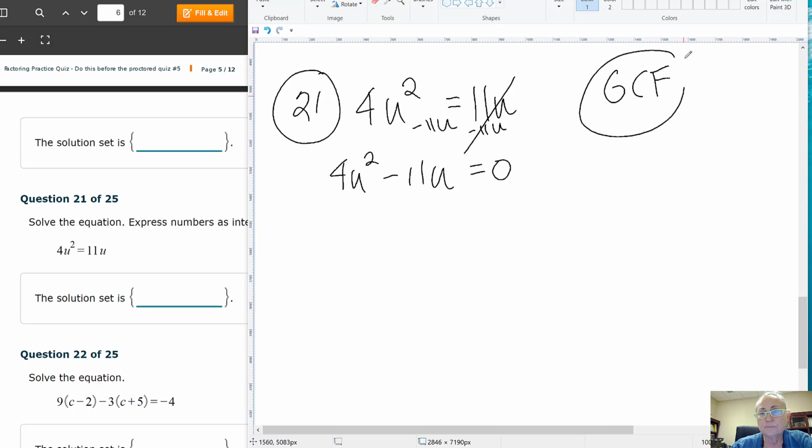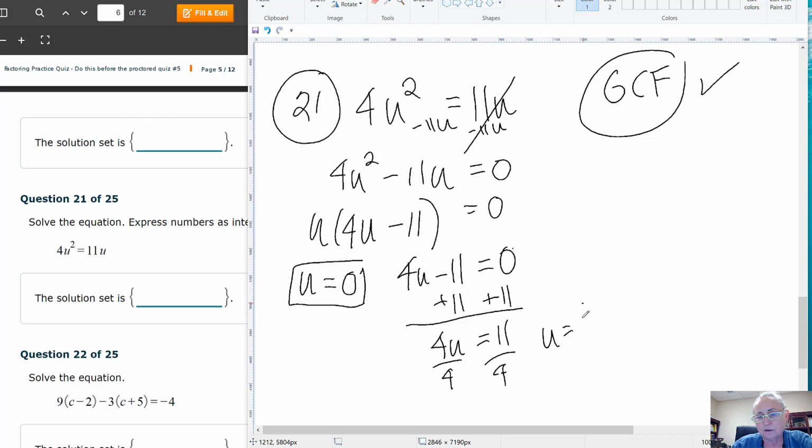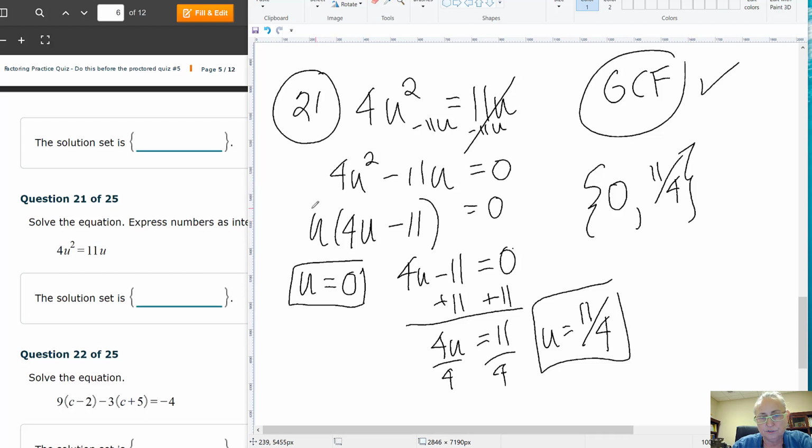GCF, be careful, this time there is a GCF. Both of these have a u. u times 4u minus 11 equals 0. The first factor is u. u equals 0 is an answer. 4u minus 11 equals 0. I have to do a couple of steps. Add 11 and divide by 4. So u is also 11/4. So my solution set is 0 and 11/4. So don't forget, this GCF actually gives us an answer, u equals 0. And then the second factor, 4u minus 11, gives us the other answer.